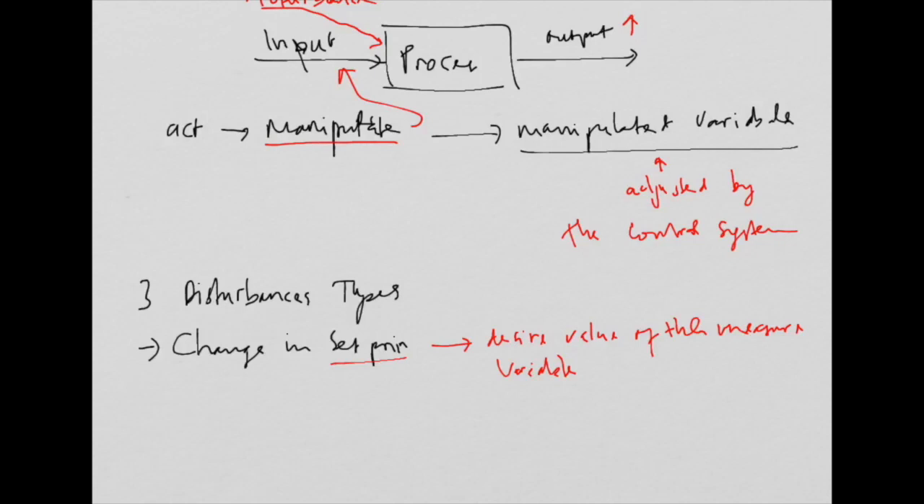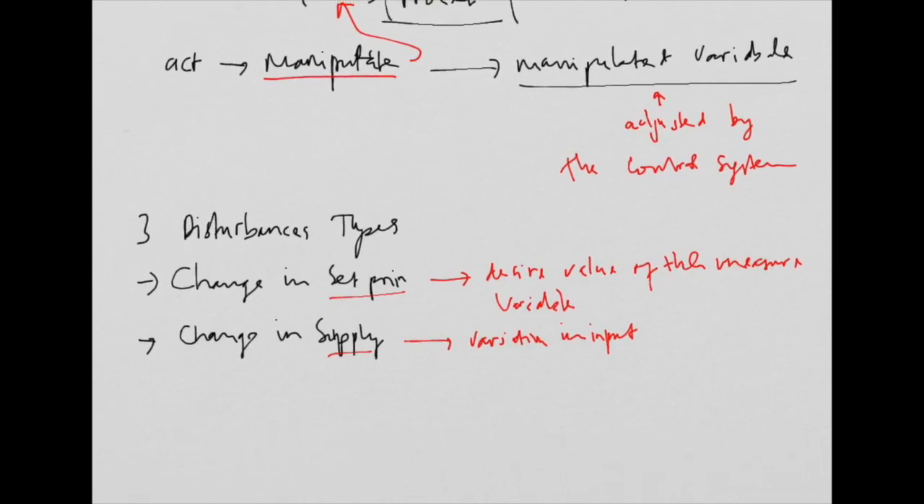And the second disturbance type can occur when there is a change in supply. What does change in supply mean? It means variation in input. It might be variation in flow rate, variation in temperature, variation in concentration, etc.